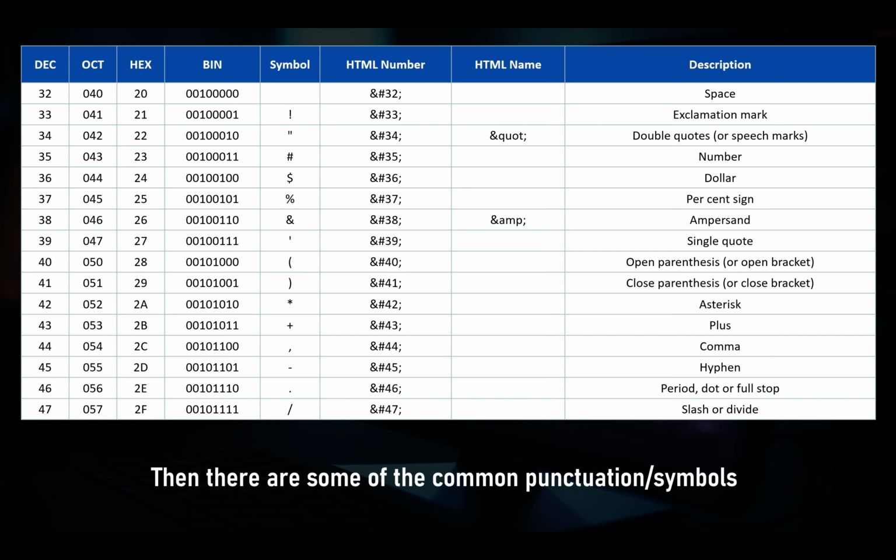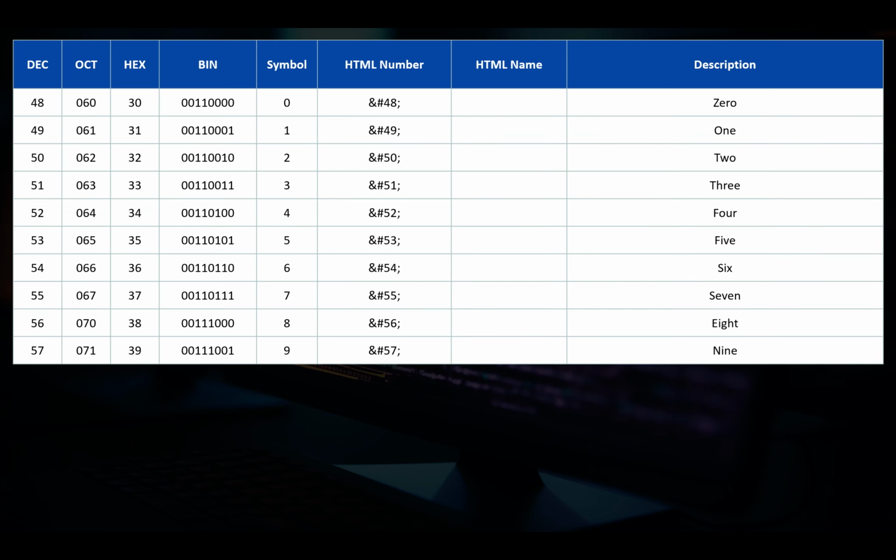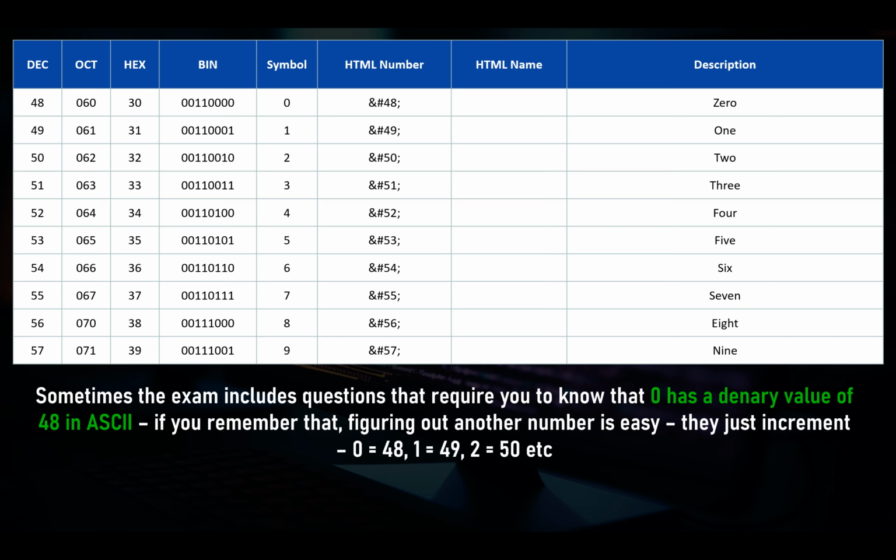Then if we look, we're going to have some of the common punctuation or symbols, again, you can just have a look at them, it's not really important. So this one is going to be more important. Sometimes the exam is actually going to include questions that require you to know that 0 has a denary value of 48 in ASCII.